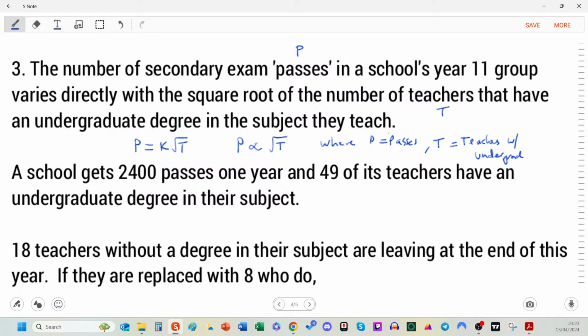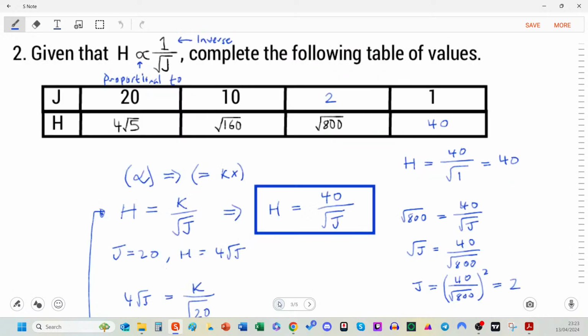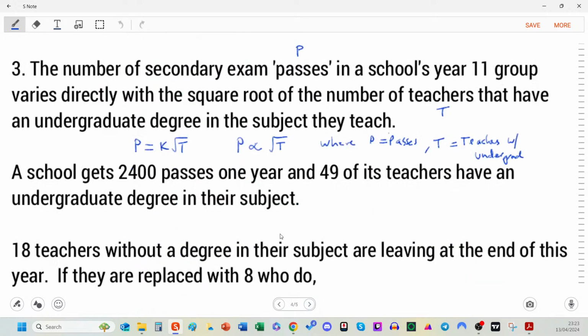That's the relationship that they're describing between the number of passes and the number of teachers with undergraduate degrees in their subject. And then it says a school gets 2,400 passes in 1 year and 49 of its teachers have an undergraduate degree. This is data. In our previous question, we saw that we used this first one, 20 and 4 root 5. It was a fact that linked J and H together. And if we look over our page, this here is a fact that links P and T together.